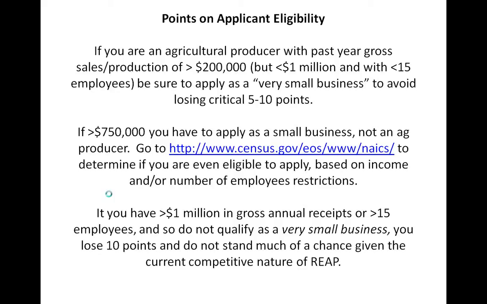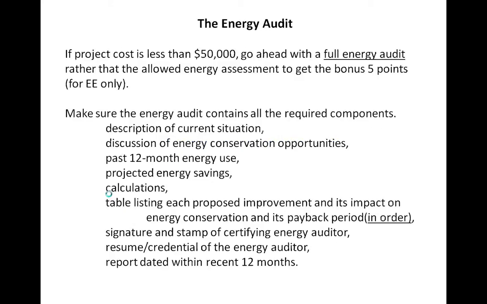As far as the energy audit, if your total project cost is less than $50,000, that's actually the best category to be in, because you can get a bonus of 5 points if you will go with a full energy audit, assuming, of course, that you are an energy efficiency project and not a renewable energy. You can go with a full energy audit versus an energy assessment, and you can get 5 points bonus. So that's the best category. The most competitive of all is $50,000 project or less.